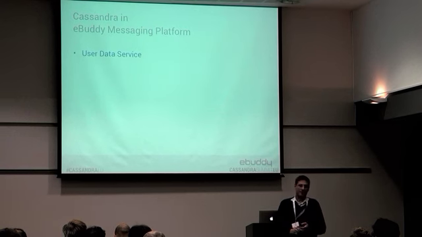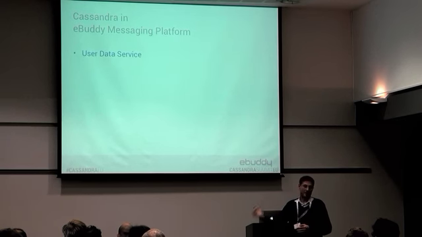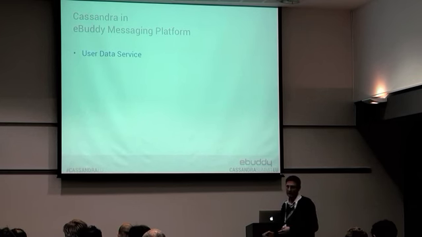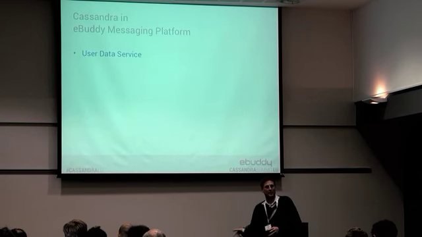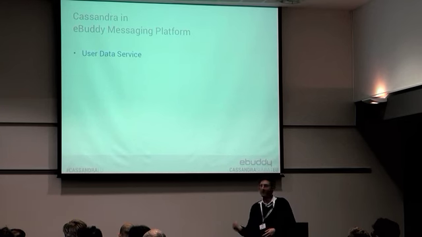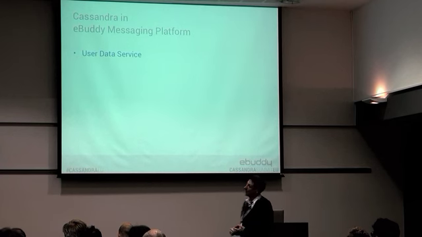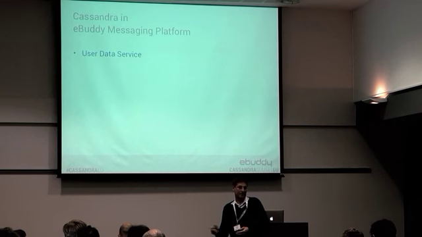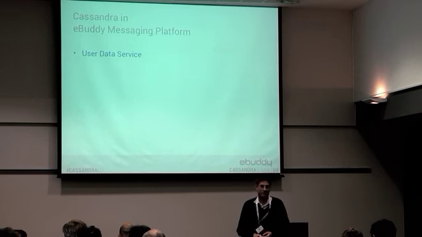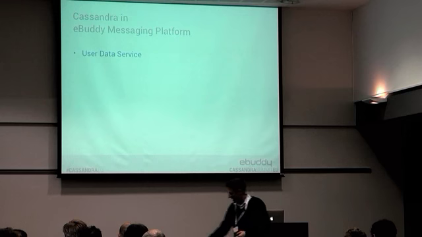Because we use Cassandra as the primary data store at eBuddy for our XMS platform. We also use MySQL for some features, but the primary data storage is Cassandra, which we use for a number of features, including user data service. So tracking information about users, like their name, their PIN codes, things like that.